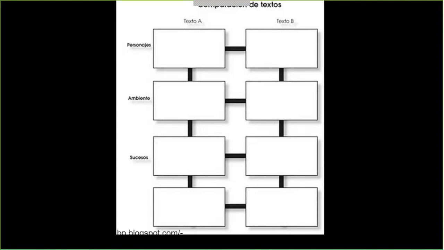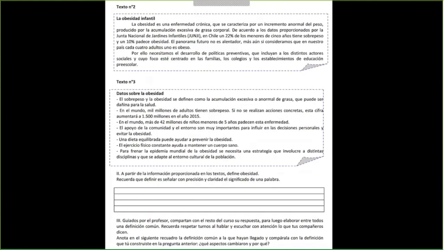Having them compare texts. So here is text A and text B, and there's a box for characters, environment, and events. And they could be listing characters, environments, and events as they talk. So person A is talking about their text, person B is talking about their text, and then at the bottom maybe we're going to synthesize in some way.